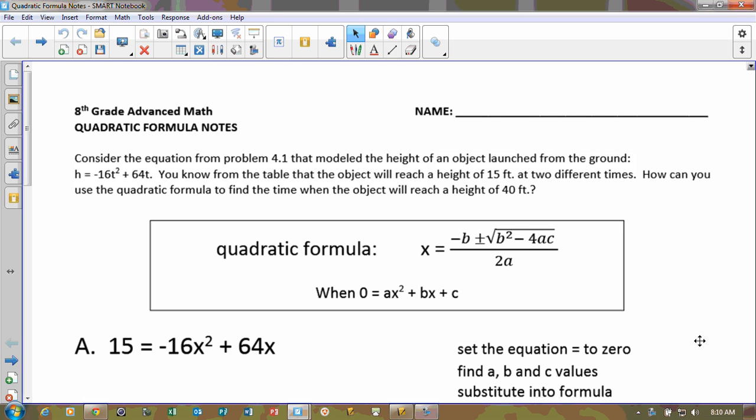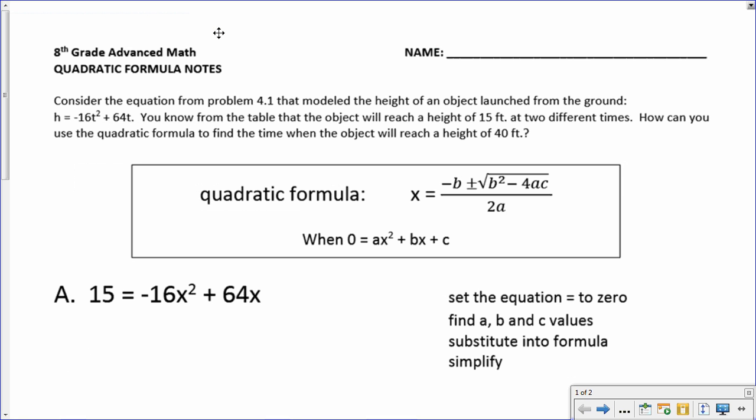All right. So again, like I said, we've had quadratics that so far we've been able to factor. Well, the quadratic formula is something that when we get to a quadratic that we cannot factor, we use this ugly looking thing.